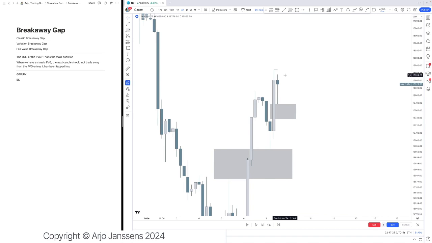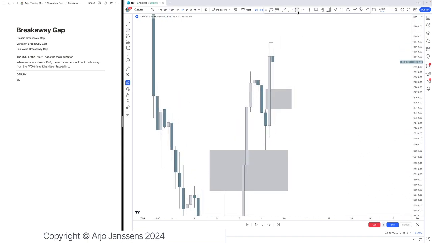That is very interesting. This is where we need to go over when we have a classic fair value gap itself. So not a classic breakaway gap, but when we have a classic fair value gap. And I've written it down in Notion as well. When we have a classic FVG, so a classic fair value gap, just a normal fair value gap, the next candle should not trade away from the fair value gap unless it has been tapped into. So what does that look like? Well, a classic fair value gap is, for example, where we have this fair value gap sitting right there.